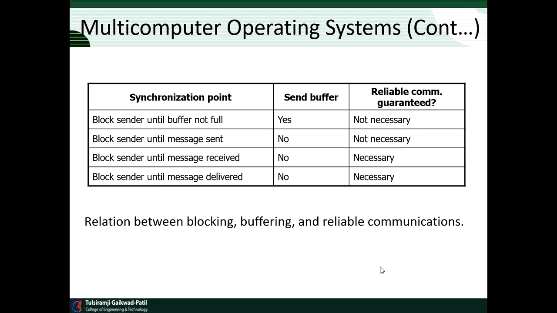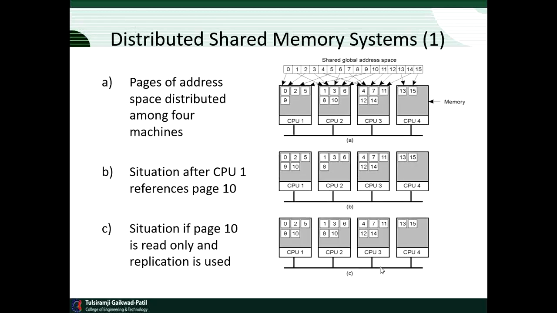no, means we don't need the send buffer. Reliable communication guarantee is not necessary. Then block sender until message received delivered, and for received message to deliver the message, it requires reliable communication. This is what we represent, the relation between blocking, buffering and whether reliable communication is required or not.